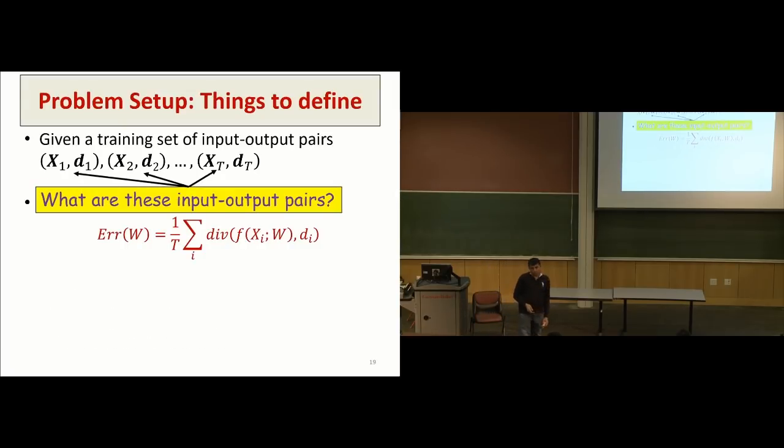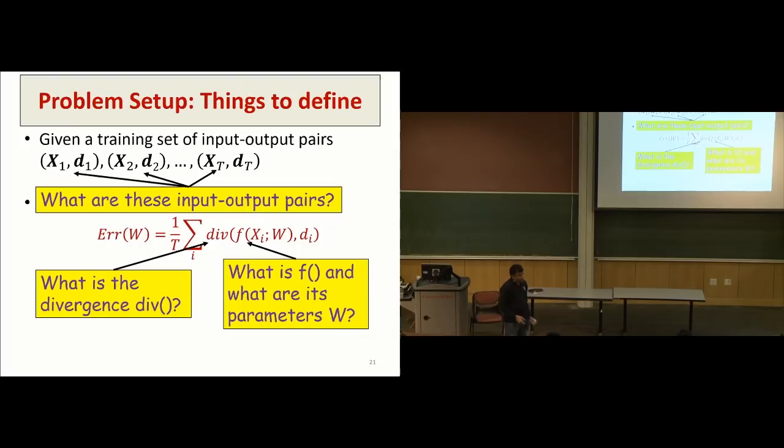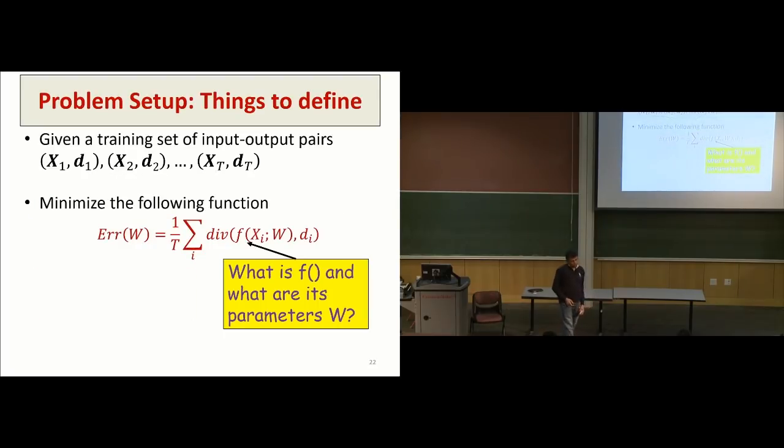What are these input-output pairs? Where did they come from? How do you represent them? What is this function f that we claim is going to approximate the function that we're trying to learn? What is this divergence that quantifies the error between the current value of the function and the value that you want it to be? So all of these must be answered, right? Let's start with this definition of the function itself.